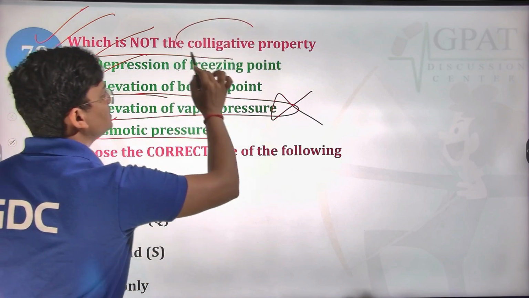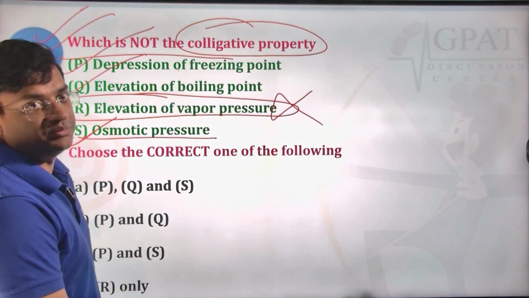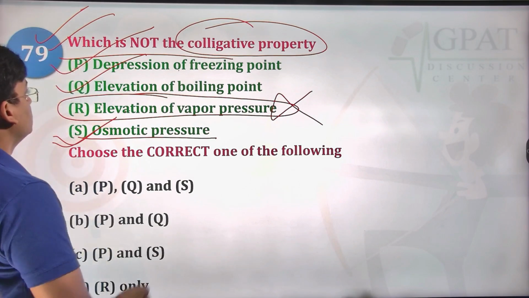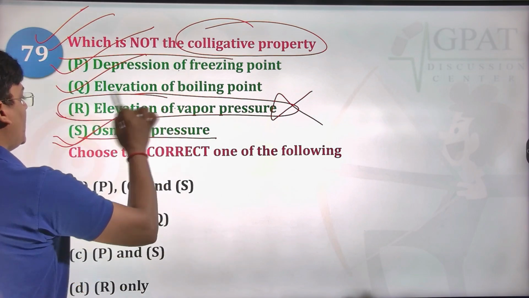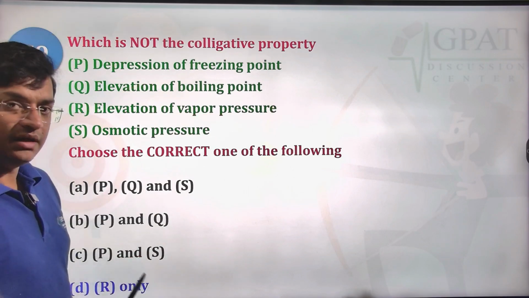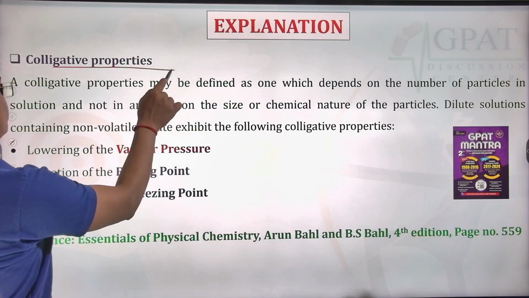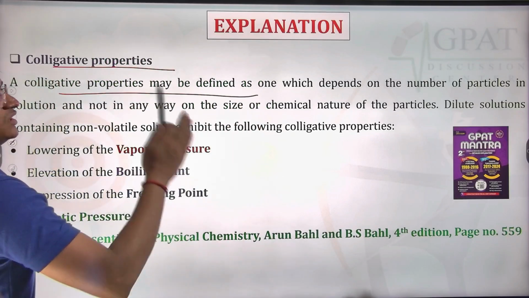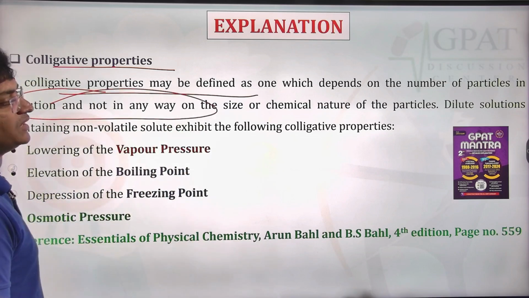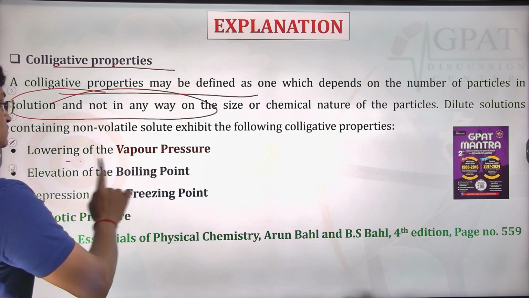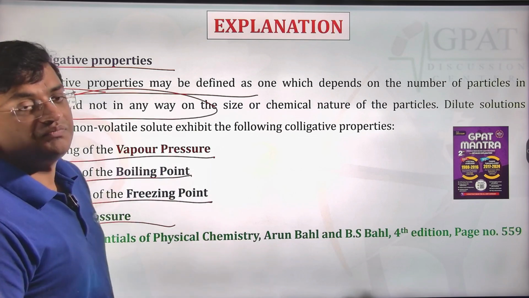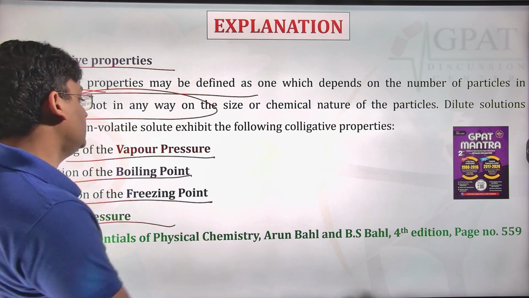A colligative property is a property of a solution that is determined by the concentration of solutes, the quantity of solute. Not a colligative property is the weight of solute, so D is the right answer of this question. Colligative properties are defined as those which depend on the number of particles in solution and not on the weight, size or chemical nature of the particles. RLVP, boiling point elevation, freezing point depression and osmotic pressure, these four are the colligative properties.